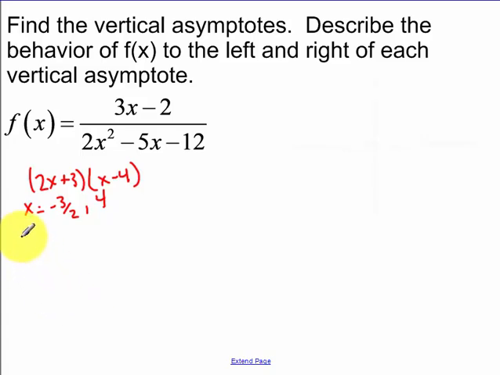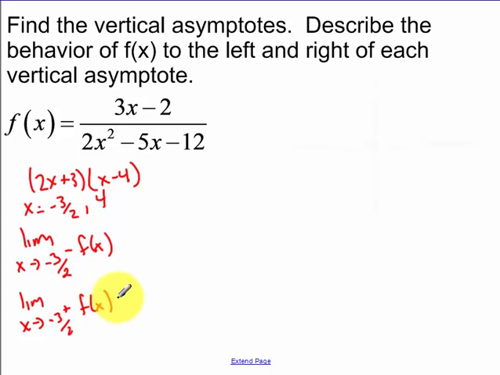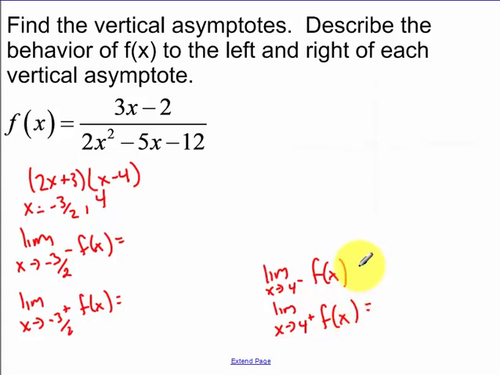So really what we're going to be finding here is the limit as x goes to negative 3/2 from numbers a little bit less of our function, and the limit as x goes to negative 3/2 from numbers a little bit more of our function. And then we're also going to be finding the limit as x goes to 4 from numbers a little bit less, and the limit as x goes to 4 from numbers a little bit more. And in general, I think we can handle doing these without a calculator. So let's do the 4 first.